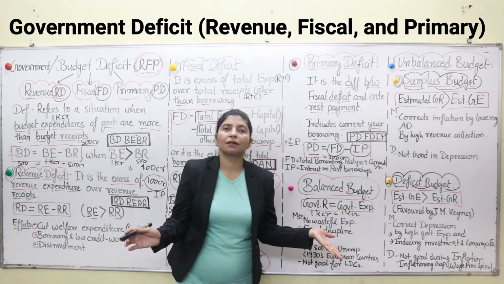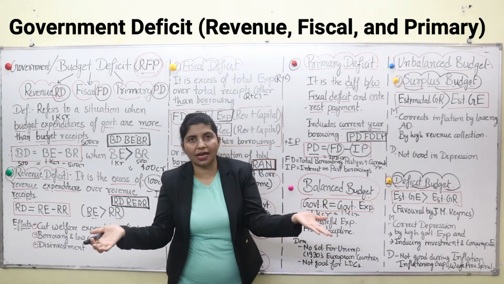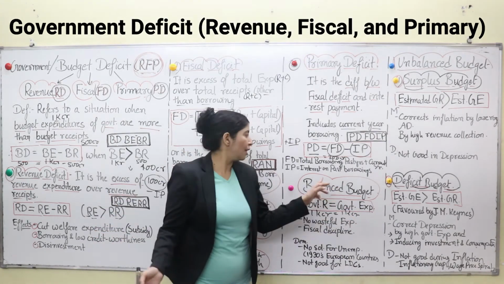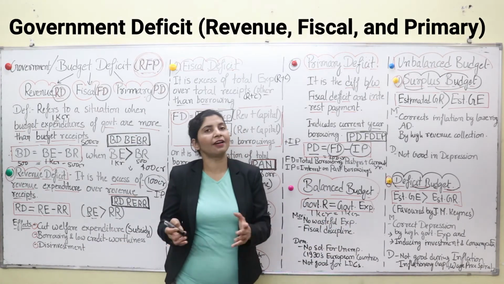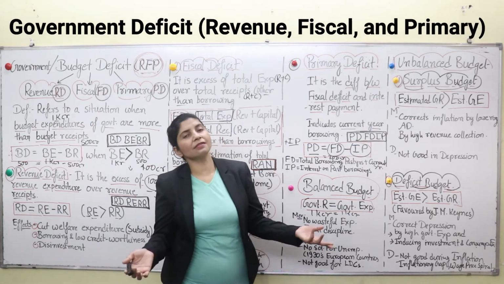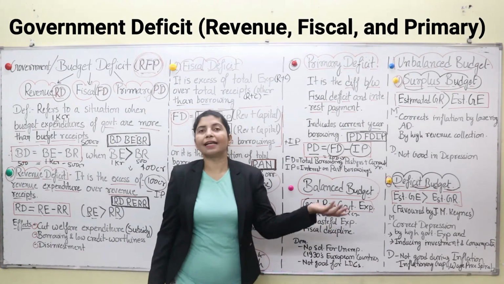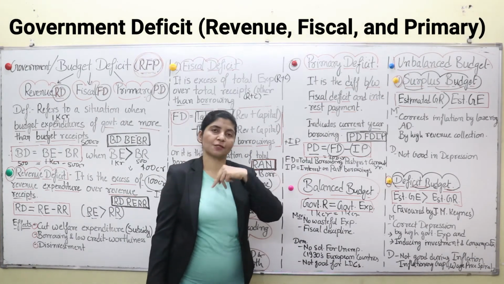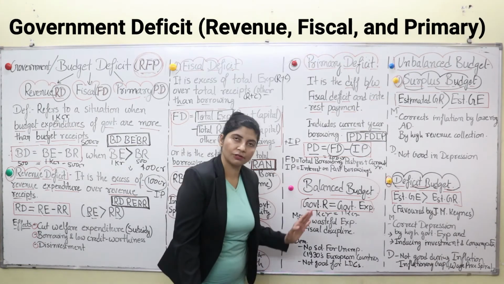Now the next topic is balanced budget. What is a balanced budget? When two sides of any weighing machine are equal, then it means balance. In the same manner, what is a balanced budget? When its revenue and expenditure are equal, that means it is balanced. Okay, so if you are getting revenue of 1000 crore rupees, and if you are spending 1000 crore rupees, that means your budget is balanced.